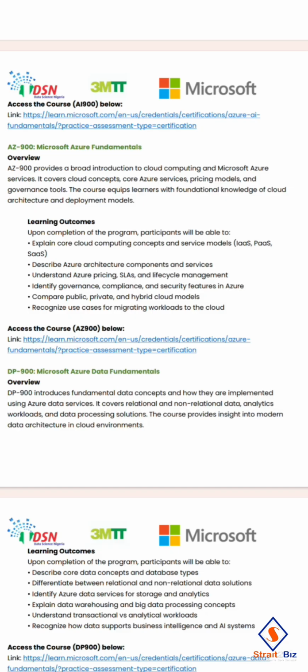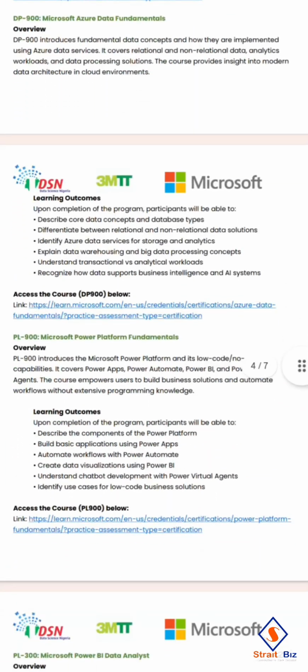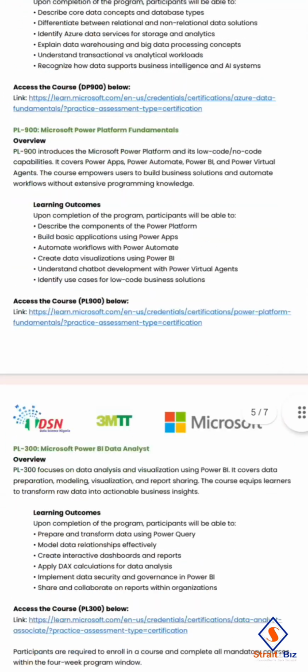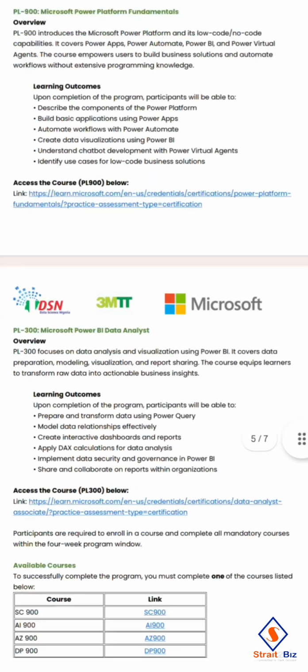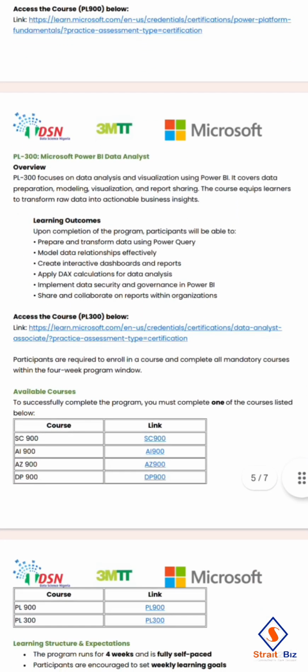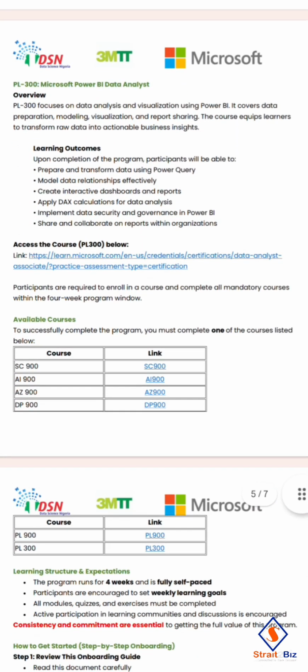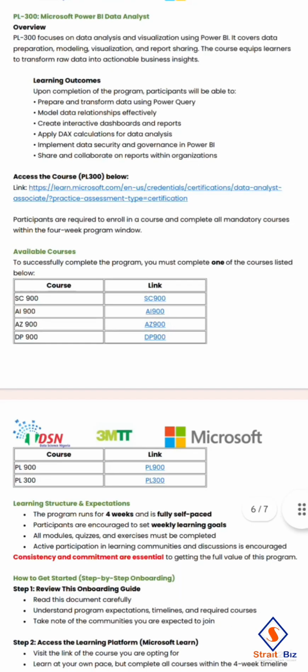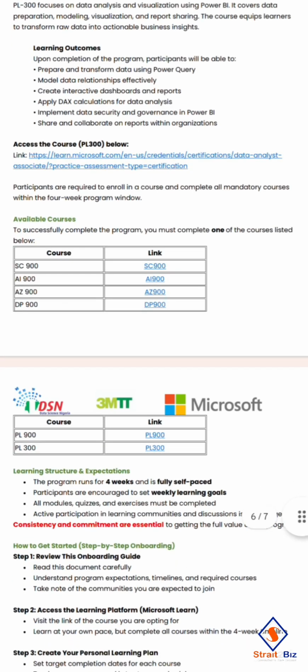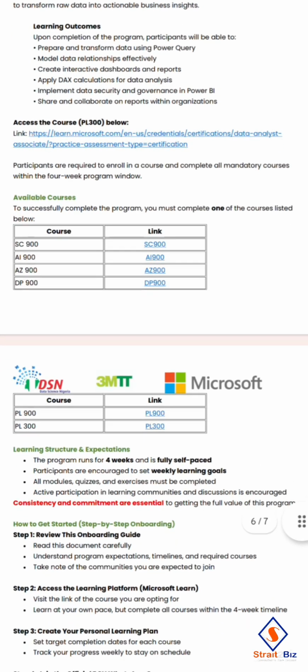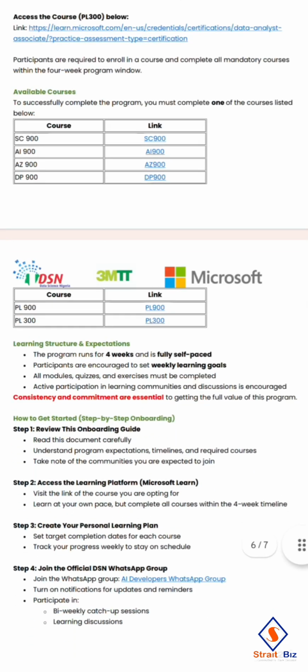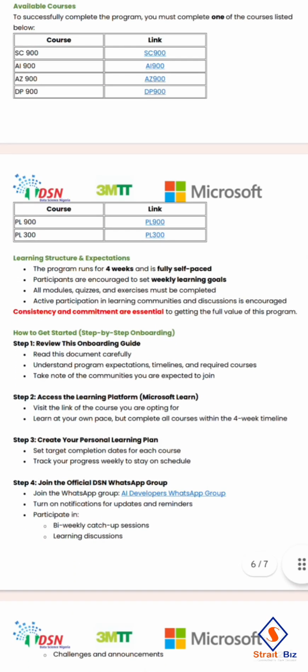And then you see the link under the course, so that it will take you straight to the particular place you're supposed to begin. Okay, and then when you scroll down, you see available courses. So 1 2 3 4 5 6, so 6 courses right now. Each of them has where to begin, right? So then, learning structure and expectations.